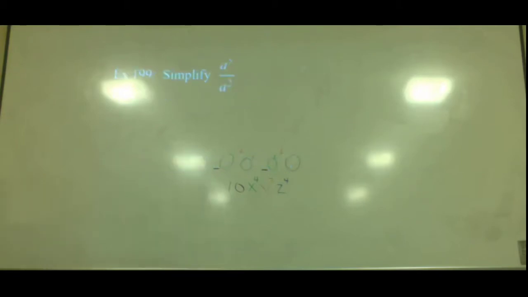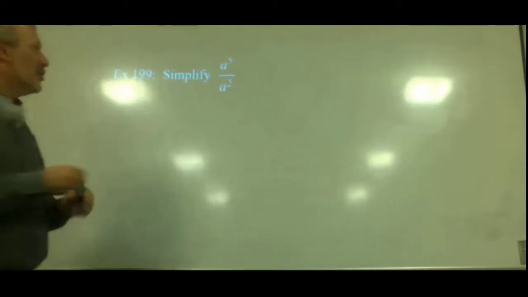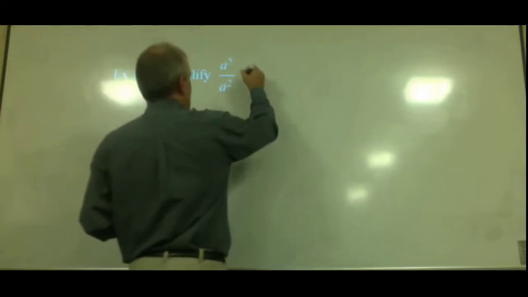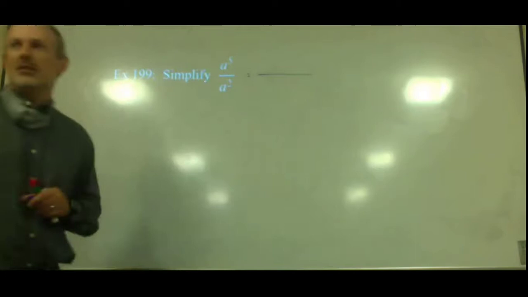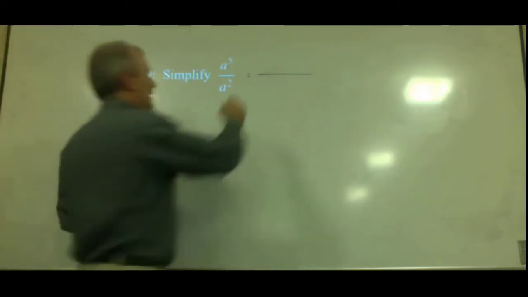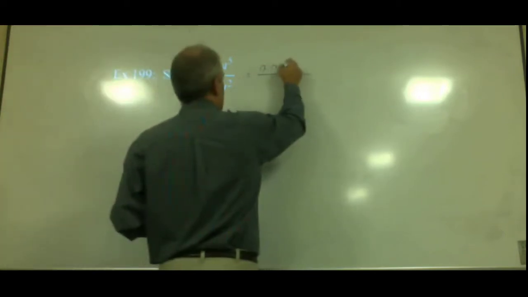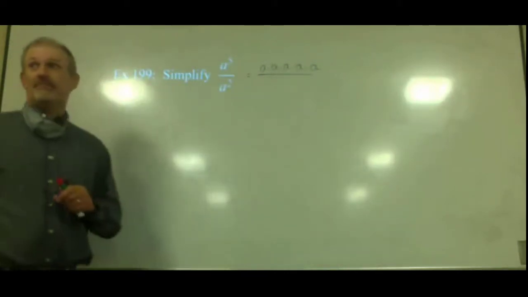All right. So let's do this one. And again, let's go back to our definition, because now we're not multiplying anymore. Now we are dividing, right? So using the definition, what does the top mean if we have a to the fifth power? 5 a's multiplied together. So a times a times a times a times a. And what does the bottom mean? 2 a's.